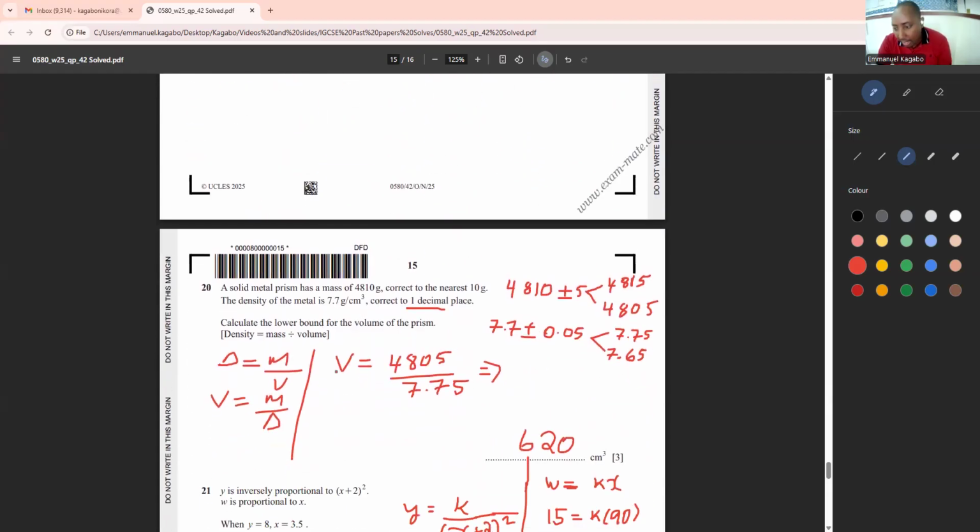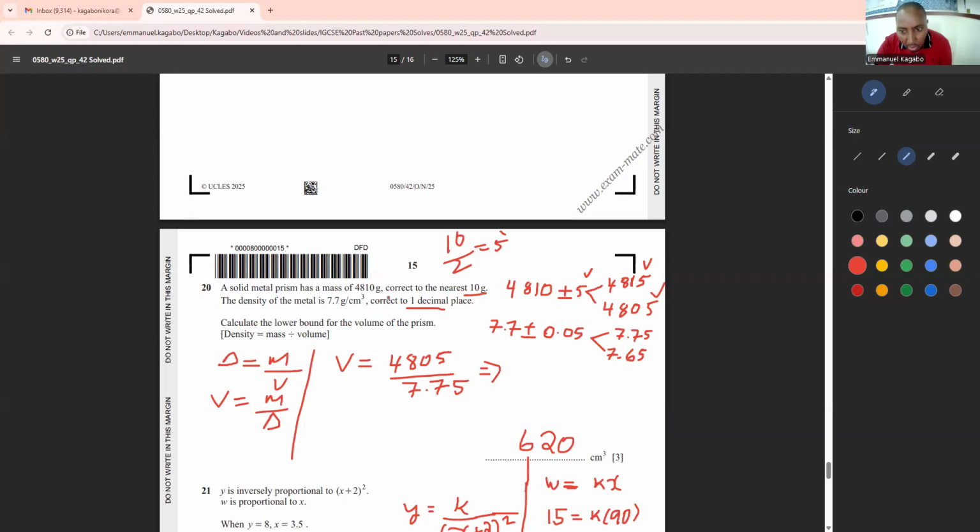Question 20, we are almost there, guys, okay? A solid metal prism has a mass of 4,810 grams. Correct to the nearest 10. So nearest 10 means I have to do 10 divided by 2, and I'm going to have 5, and that's why you see I have that one here. So the upper bound of my mass is that, and the lower bound of that. Then they say the depth of the metal is given by that.